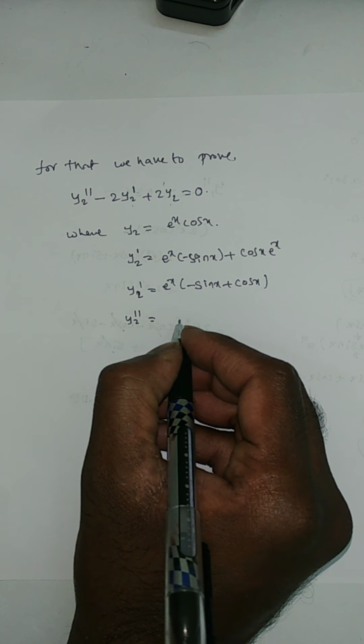Here 2 e power x you have, but we have taken common minus 2 e power x, no? So if you take minus common, from the plus you will get minus. This is cos x. Now you see, simplify: minus sin x plus sin x, cos x minus cos x get cancelled. Therefore this term is 0. So the entire term is 0. Therefore you can say y2 of x is also a solution.